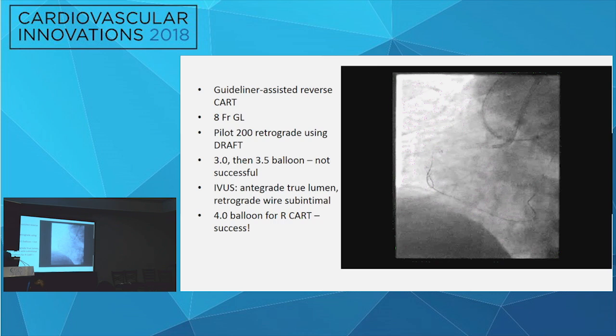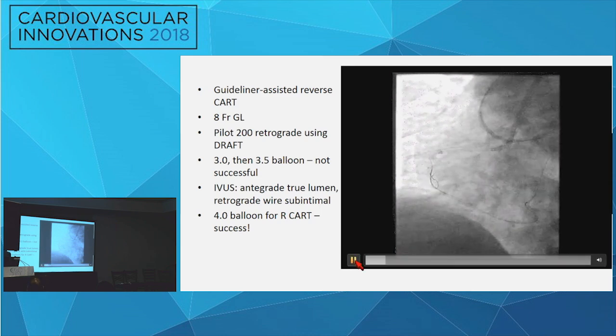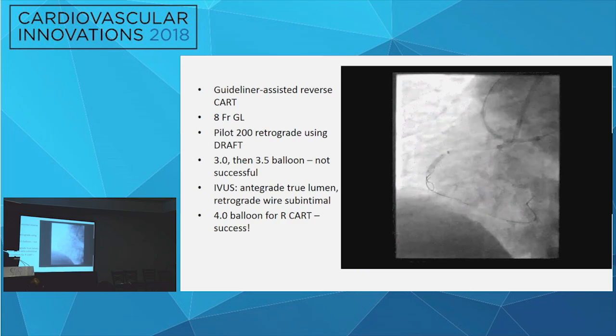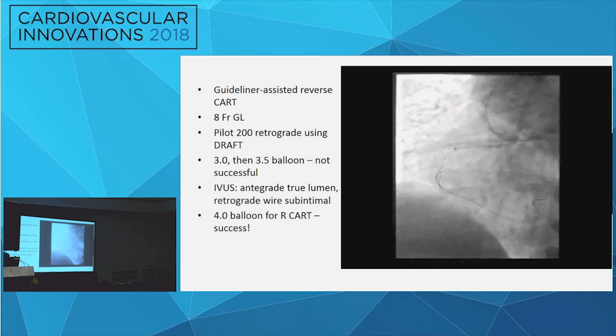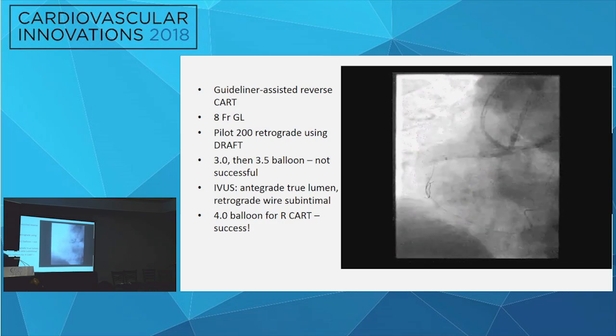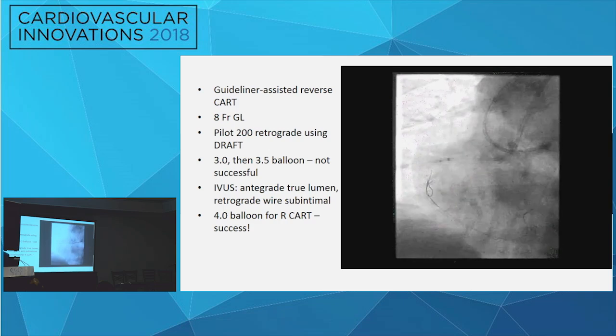What we were using was called the DRAFT technique, and I'll show this here, which stands for deflate, retract, and advance into the fenestration technique, in which one operator is able to inflate and then deflate and retract the balloon over the antegrade wire, while the other operator can simultaneously push the retrograde wire into this space and hope that it tracks from the subintimal space into the true lumen. So as you can see here, that's what we were attempting to do.